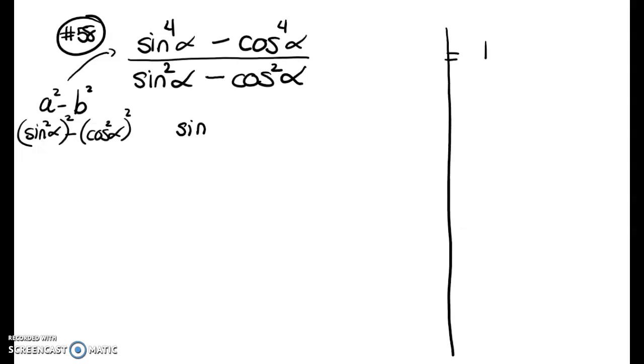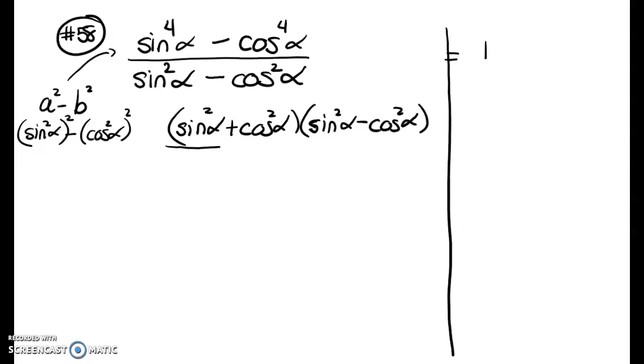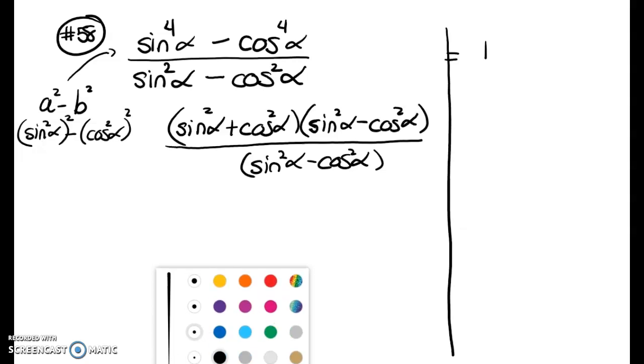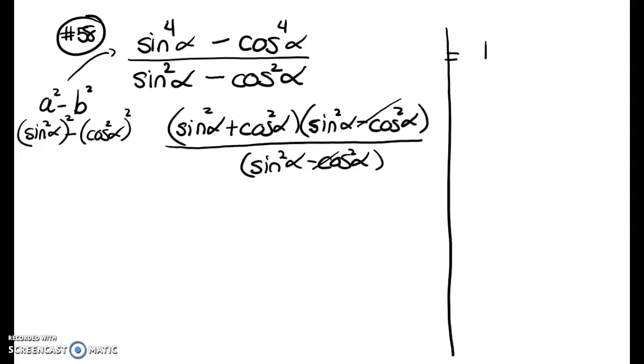So I get sine squared alpha plus cosine squared alpha times sine squared alpha minus cosine squared alpha. And before I factor the denominator, I just want to point out that sine squared alpha minus cosine squared alpha could reduce out if we don't factor it. So I'm just going to leave it unfactored and see if reducing out helps at all. So I'm going to reduce this to sine squared alpha plus cosine squared alpha.